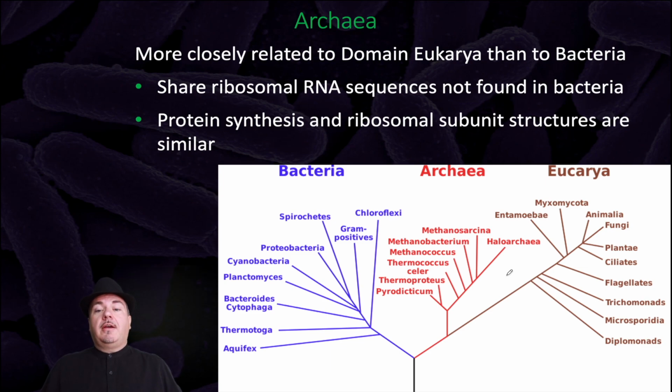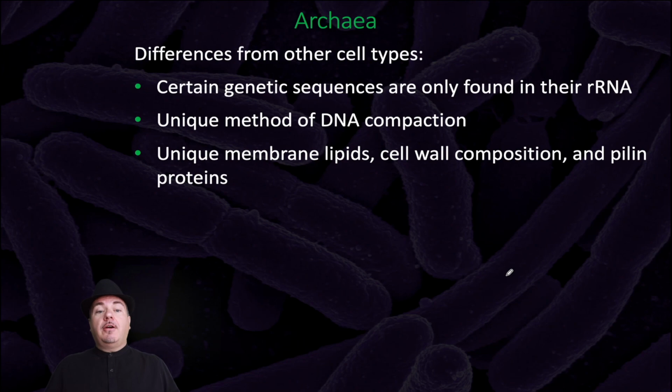Well, the Eukarya and the Archaea share ribosomal RNA sequences that are not found in bacteria, and the protein synthesis and ribosomal subunit structures are very similar between Archaea and bacteria. But Archaea are different from other cell types, both bacteria and Eukarya. They contain certain genetic sequences that are only found in their ribosomal RNA.